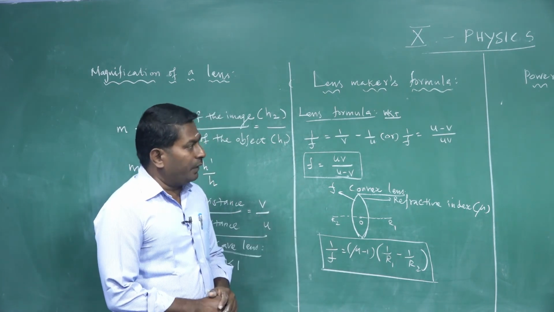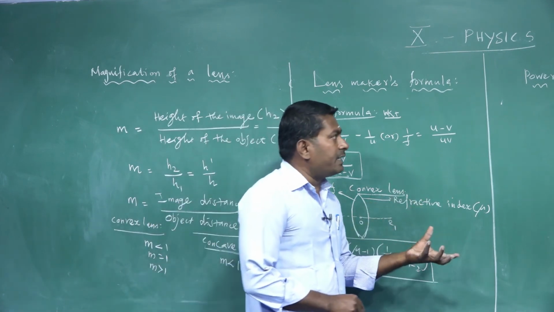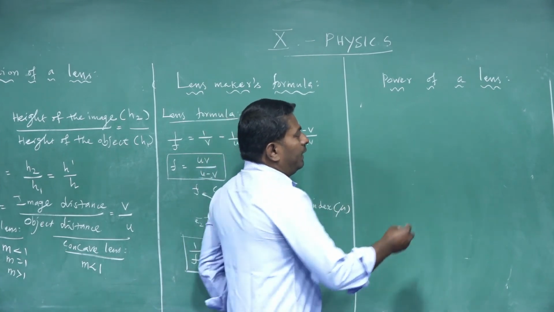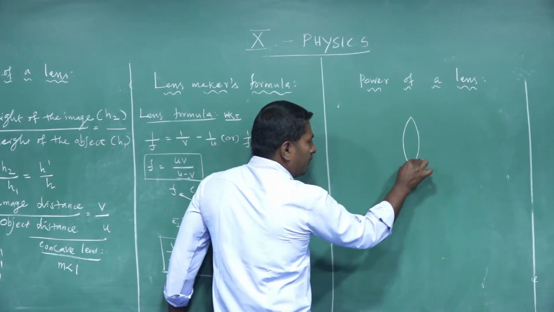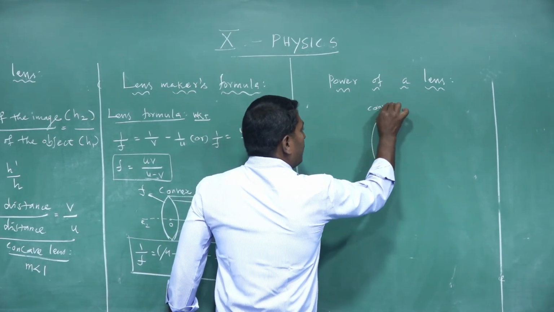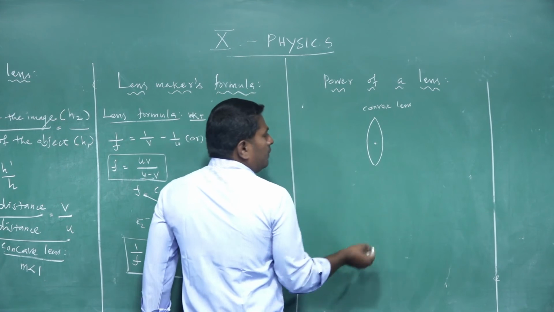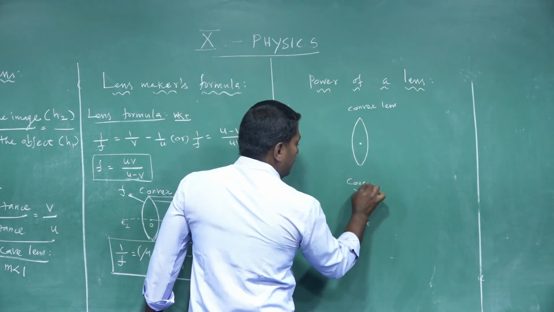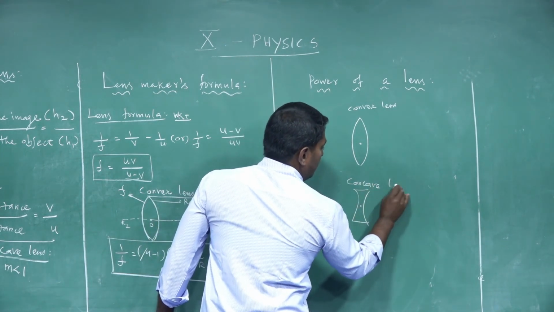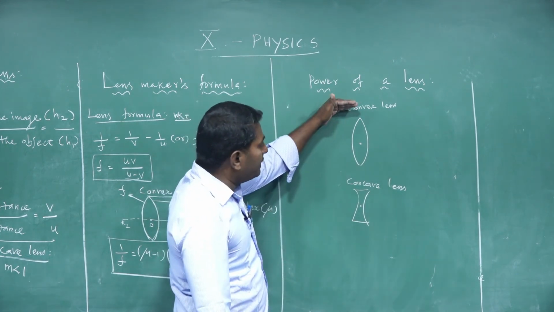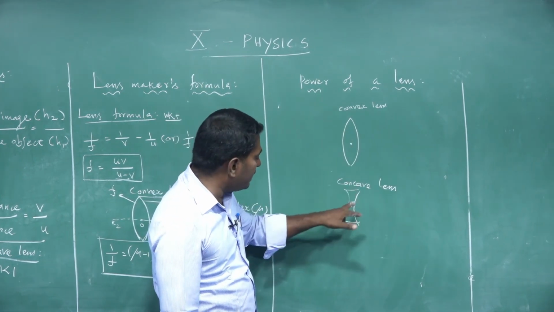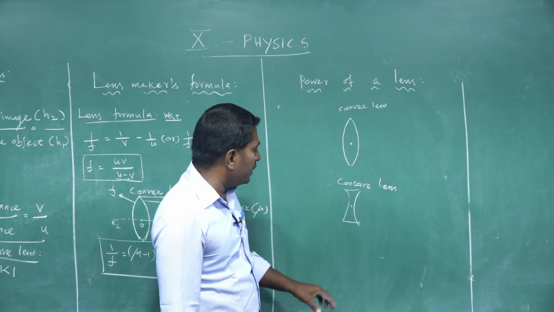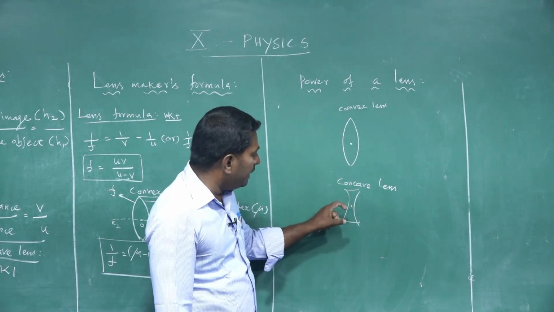Then we go on to see the power of a lens, either the power of a convex lens or the power of a concave lens. First I am taking the convex lens, then the concave lens. Convex lens is also called converging lens. Concave lens is also called diverging lens. The convex lens converges the light rays after refraction, but the concave lens diverges the light rays after refraction.